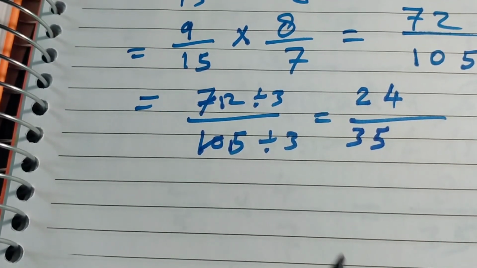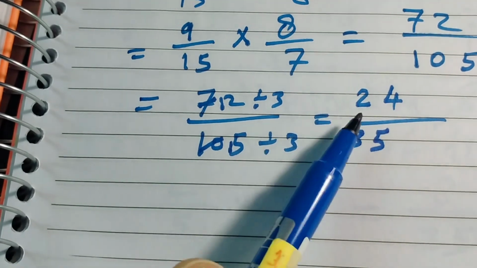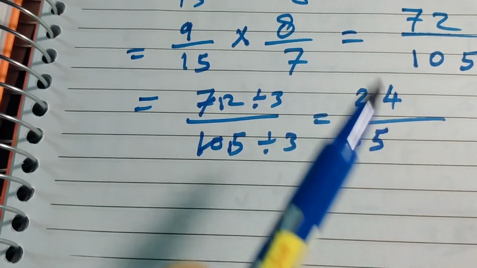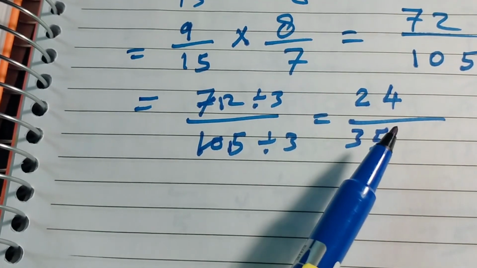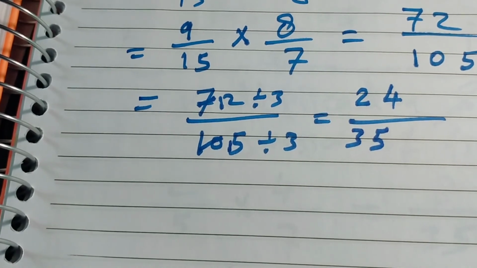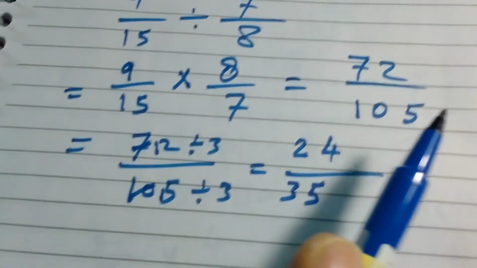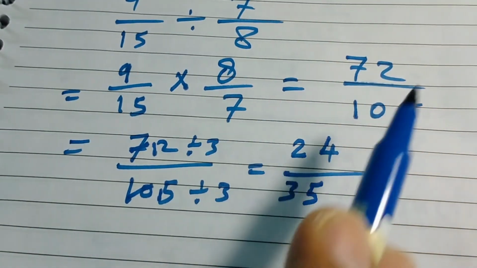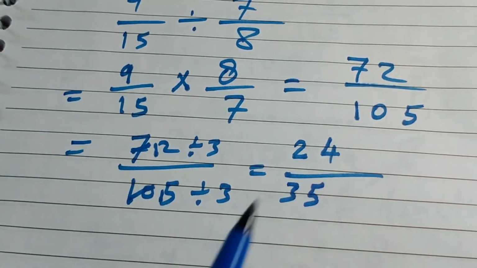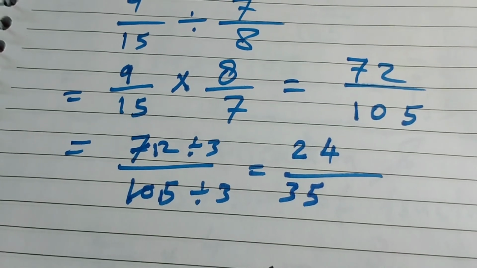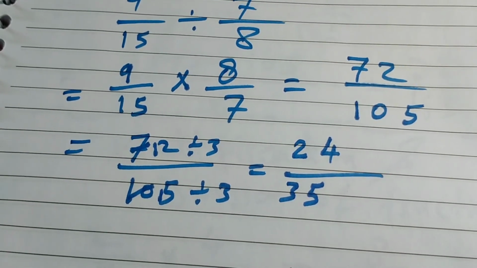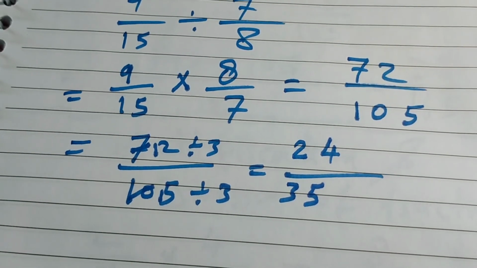So we cannot simplify more. It is not divisible by 2, not by 3, and not by 5. So this is our answer. After multiplication, we have to check if the fraction can be simplified. We have to simplify, and after simplification the final answer will be our real answer.